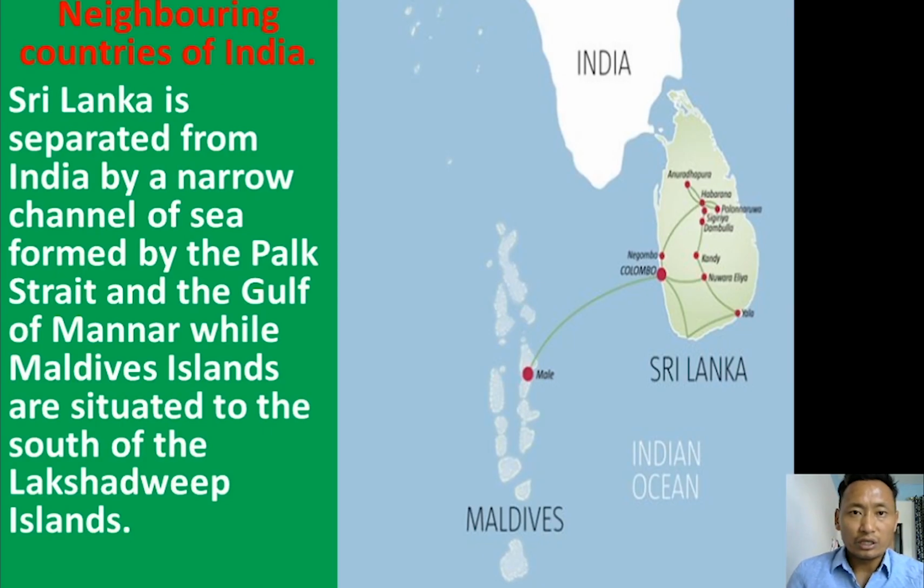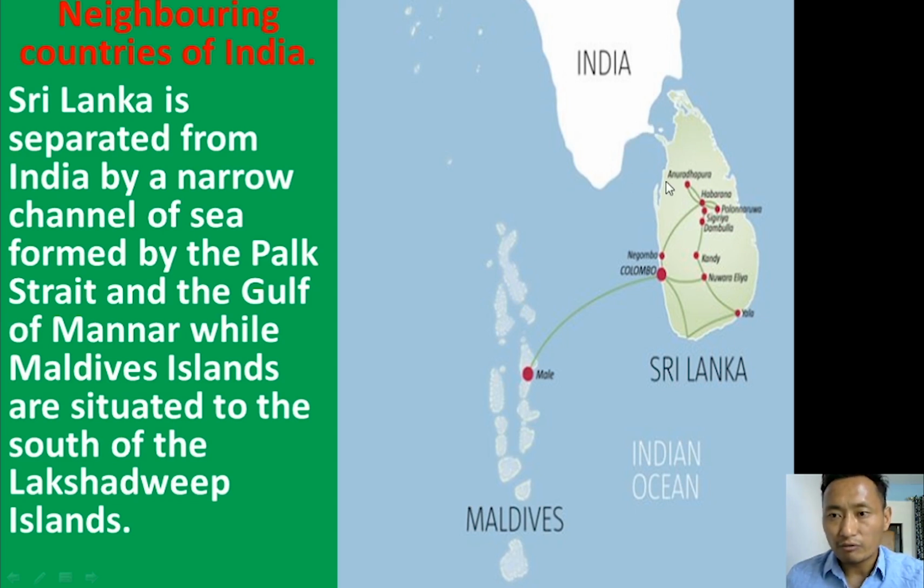India and Sri Lanka are separated by a narrow channel of sea called Palk Strait. In geography, a strait means a narrow water body that connects two larger water bodies. The name of the strait here is Palk Strait. So India and Sri Lanka are separated by Palk Strait and the Gulf of Mannar.